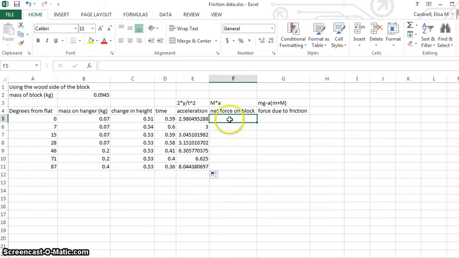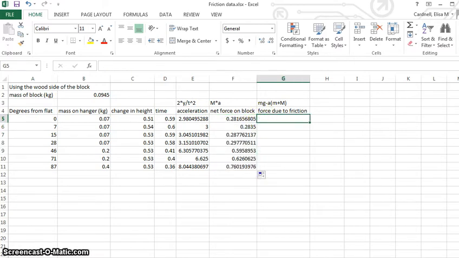And then I'm just going to calculate the net force on the block using mass times acceleration. So that's Newton's second law. So that is my net force to the left. This just equals the mass of the block, which is 0.0945 kilograms, times whatever I calculated there. And then I'm going to copy that down.